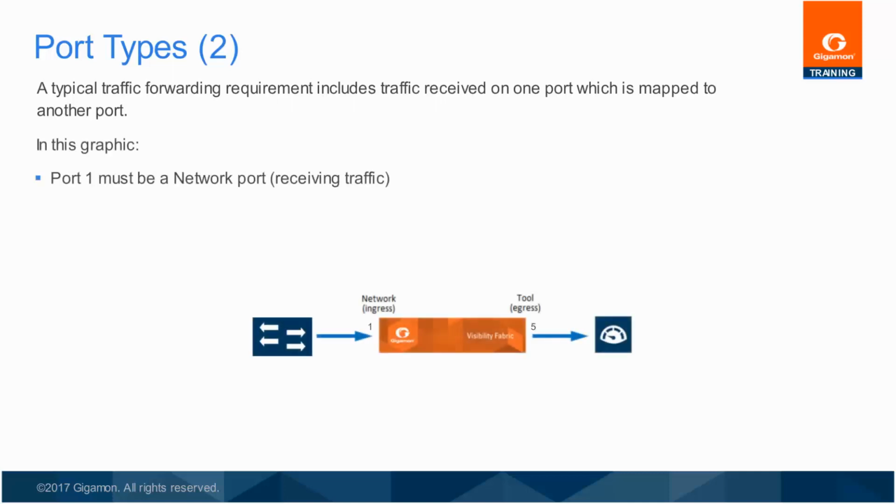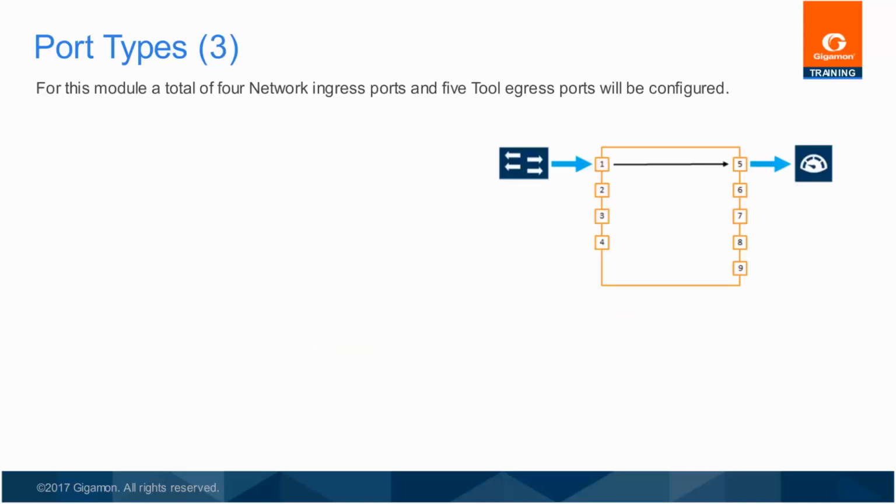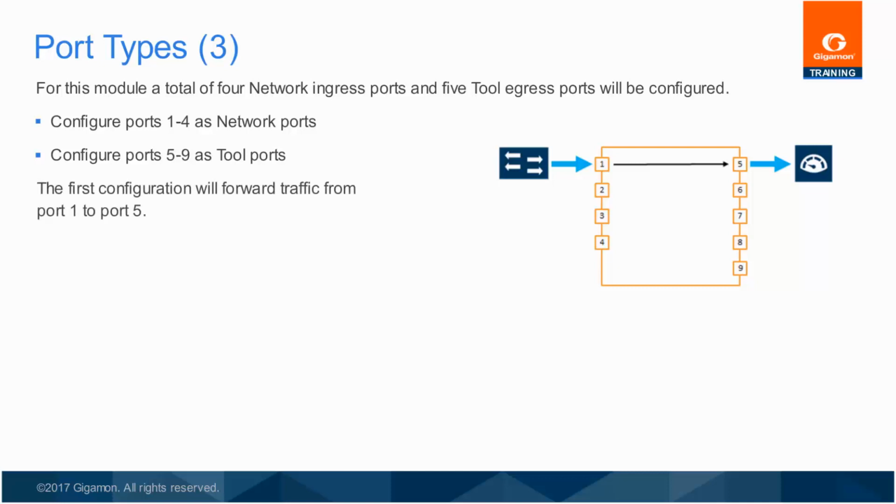In this graphic, traffic is received on network port 1 and forwarded out tool port 5. For the examples in this module, ports 11x1 through 11x4 will be network ingress ports, and ports 11x5 to 11x9 will be tool egress ports. The first configuration example will forward all traffic from network port 1 to tool port 5. Since all ports are network ports by default, then ports 5 through 9 need to be configured as tool egress ports before configuration of traffic forwarding is possible.